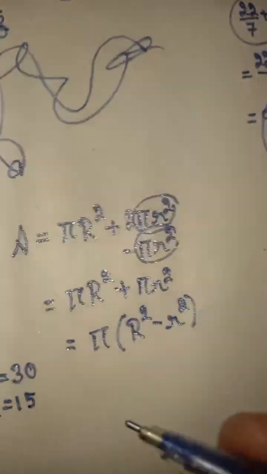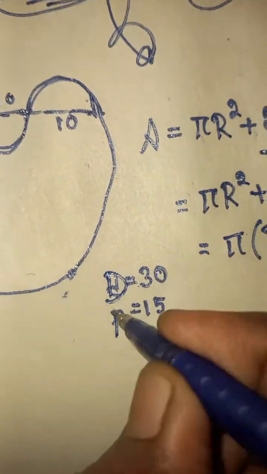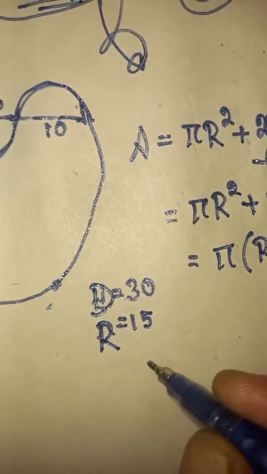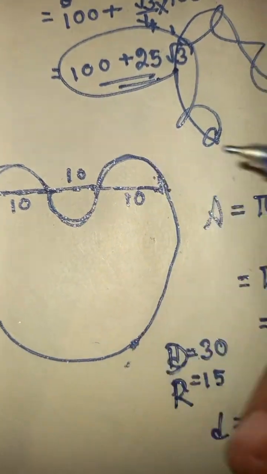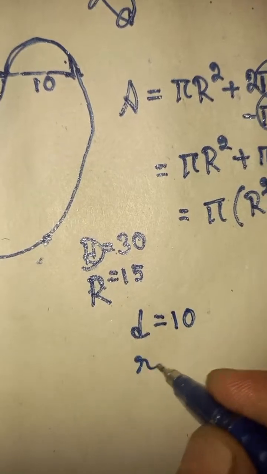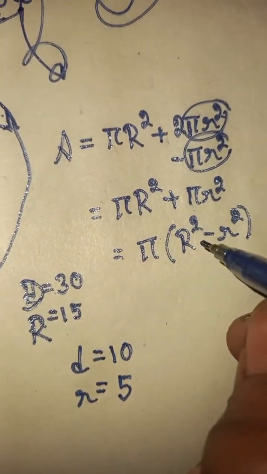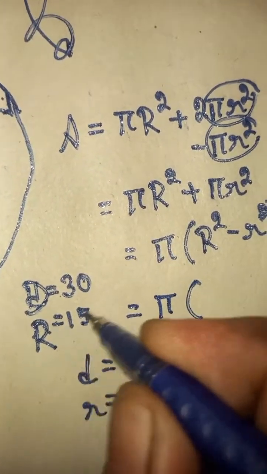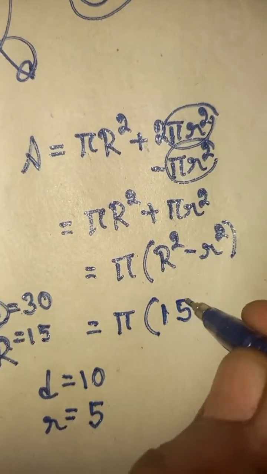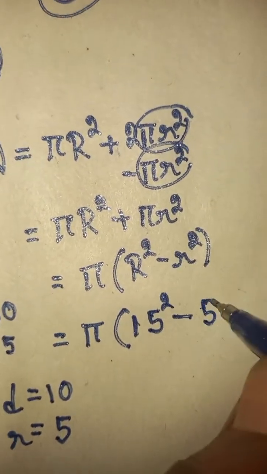Here I found out the diameter. This is not the small diameter, it is the big diameter and big R. Let's find out the small diameter. Small diameter means it is 10 units. So the small radius will be half of which, it is 5 units. Now you're going to get it as pi times of bigger R means 15, 15 square minus smaller radius which is 5, 5 square.